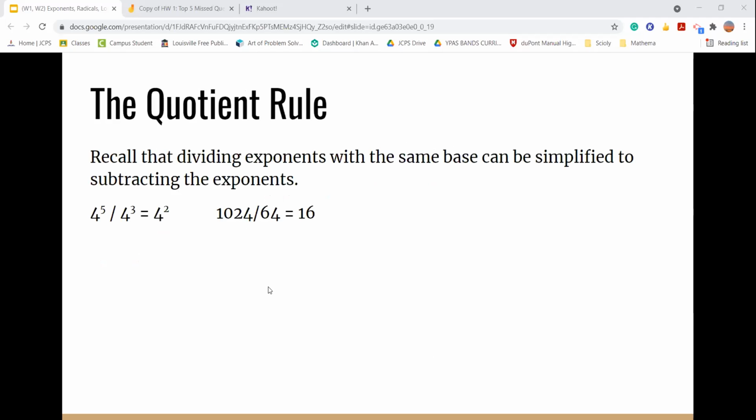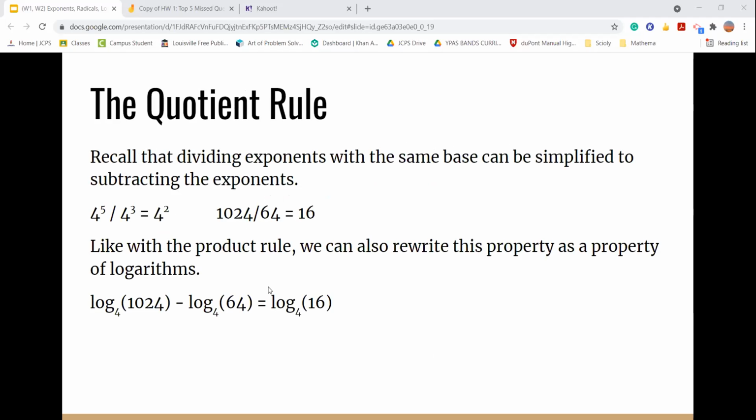So the next rule is the quotient rule. It's pretty similar to the power rule, because remember that when you divide exponents, you can subtract their exponents. For example, 4 to the 5th power divided by 4 to the 3rd power, when you're simplifying that, you just subtract 5 minus 3, and then you get 2. So it would be 4 squared. That's what you usually do for regular exponents.